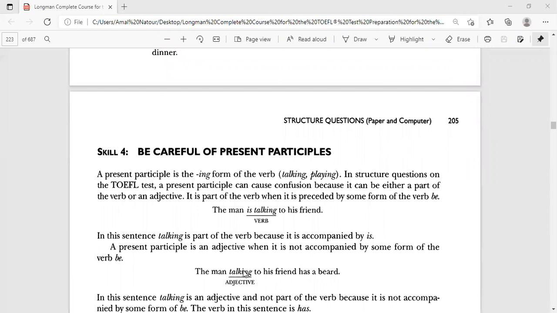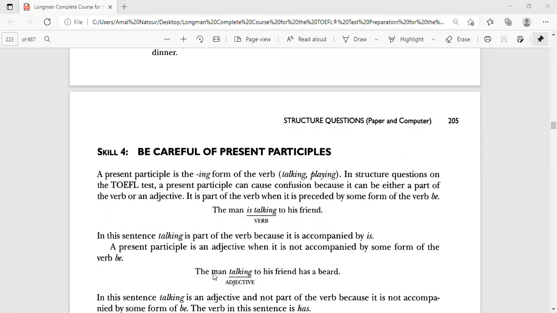Here the present participle is an adjective. And where is the verb? The verb is has. Here, the present participle is an adjective when it is not accompanied by some form of the verb to be. Here, it is not accompanied by verb to be. The man talking to his friend, الرجل المتحدث إلى صديقه has a beard, لديه لحية.